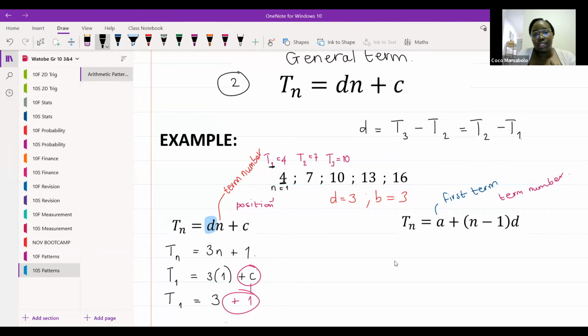So we can say that because T1 is equal to 4, I can replace the whole of T1 with 4, and I can just go 4 is equal to 3 times 1 plus C, and then I can solve for C. You are spot on. We can 100% do that. It's just if somebody doesn't understand what T1 stands for, it's going to be very complicated for them. So that's why I'm using the idea that term 1 is for how do we get there.